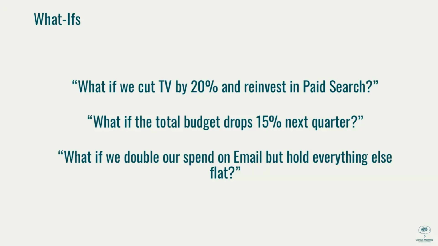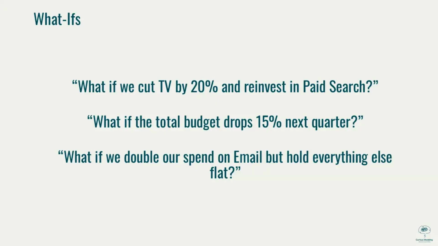Revisiting marginal versus average ROI scenarios. So average is your past return overall, whereas marginal is return from the next dollar spent. So scenarios rely on marginal ROI curves or the diminishing returns. So for example, similar to what we've already done here, paid search ROI, let's say an average is 4x, but marginal ROI at current spend is 1.5.